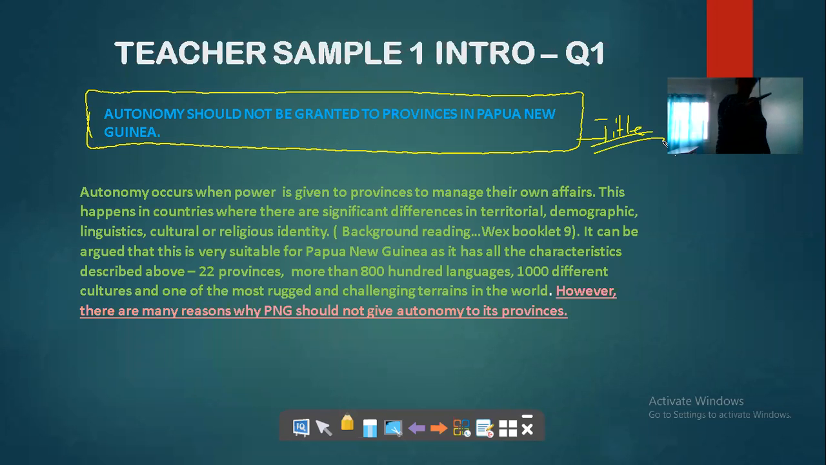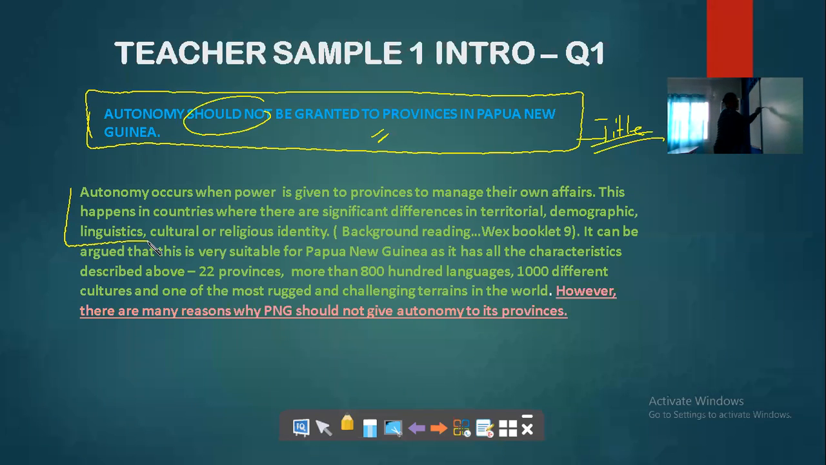So if you produce a piece of writing without the title, then nobody knows what it is you're writing about, right? So this is important. You must always have a title that's created out of the question. Autonomy should not be granted to provinces in Papua New Guinea, because the question is asking you, do you agree or disagree with giving or granting autonomy to Papua New Guinea provinces?